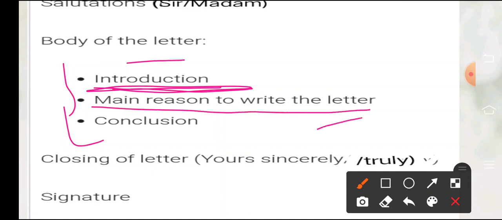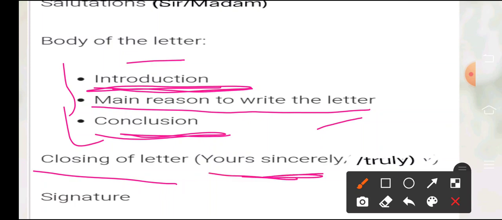Now here you will mention what the fault was, what the problem was in the product which you bought, and then last you will give the conclusion. In this conclusion paragraph you will show your desire also, what you demand from the person to whom you are writing the letter. And then the closing of the letter, also known as the complimentary close. So Yours sincerely, or truly, you have to write, with s small, t also small, and Y capital, without any comma.